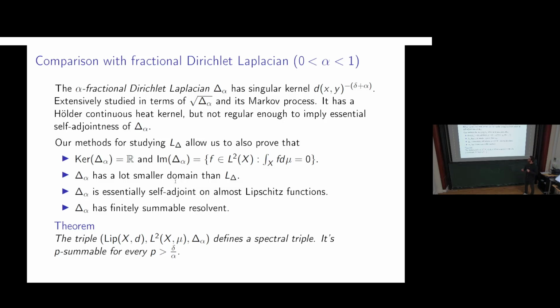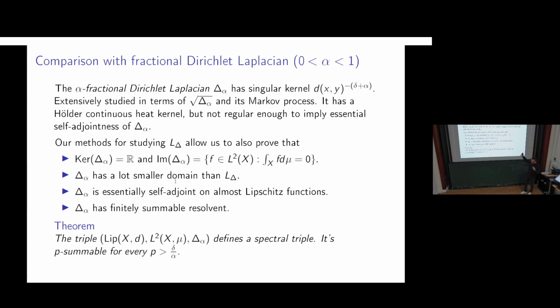Because, for instance, if you have a core domain for this, it should be a really nice core domain, but typically it will not be a core domain for delta. And people were using the square root of this Laplacian to study Markov processes on metric spaces. And there exists a Holder continuous heat kernel, but in this generality, the regularity of the heat kernel, the Holder exponent, is not good enough to allow us to say that this Laplacian is essentially self-adjoint on some Holder functions. Okay.